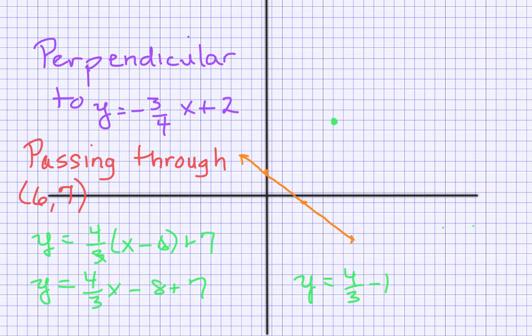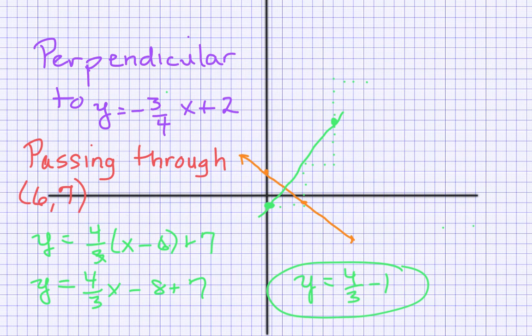Let's see if that makes sense from my graph. I can do this a couple ways. I can start at that point and do the slope of 4/3. I could go up 4 and over 3, or I could go down 4 and over 3, because I'm aiming for that y-intercept, and there's my y-intercept of negative 1. And I can see that looks pretty perpendicular to the line I was given. Or I could take this equation, start at the negative 1, count up 4 and over 3, and I can end up on that 6, 7 and see that that's where it ends up.